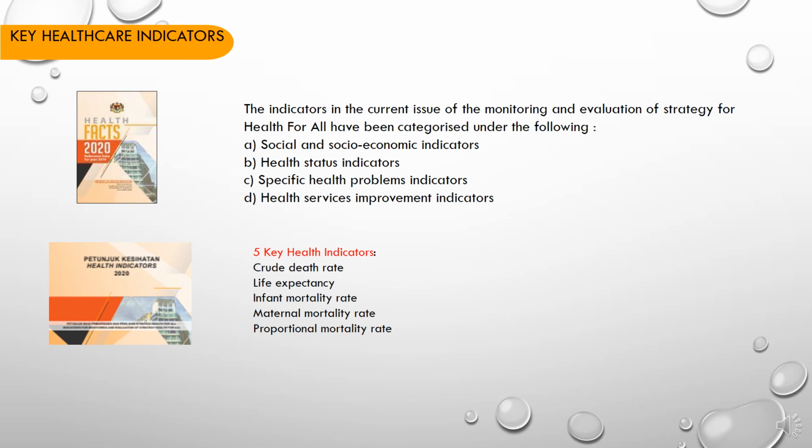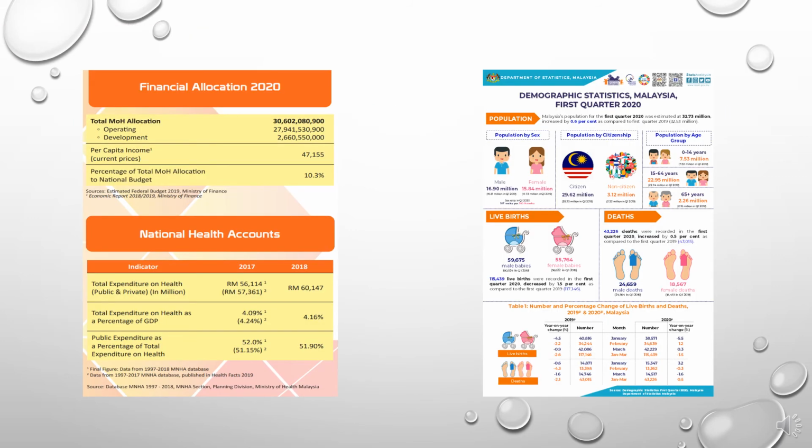5 key health indicators which are monitored are crude death rate, life expectancy, infant mortality rate, maternity... percentage of total MOH allocation to national budget is about 10.3%. And we can find these statistics in the Department of Statistics Malaysia.